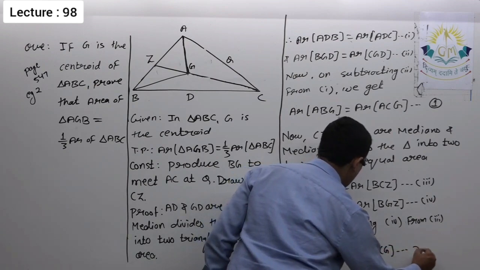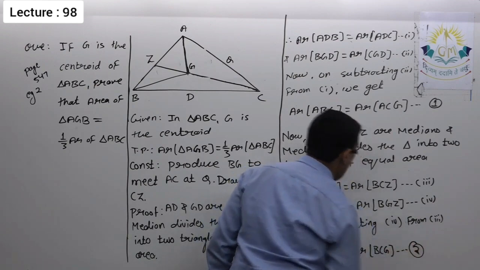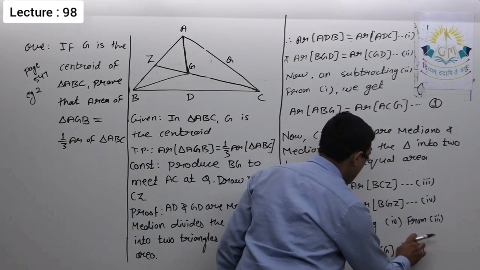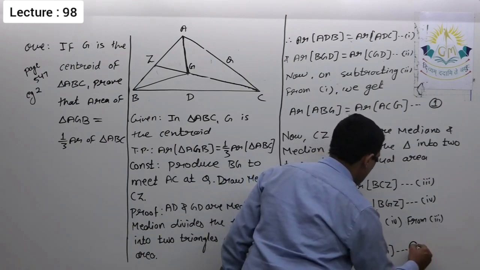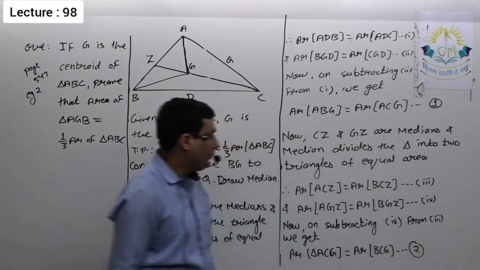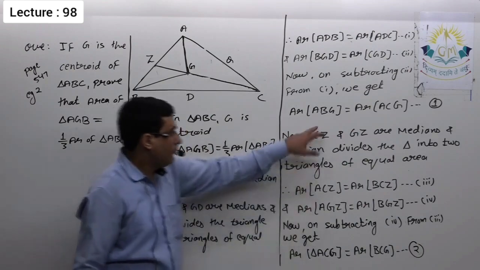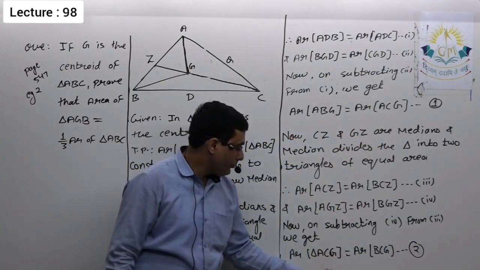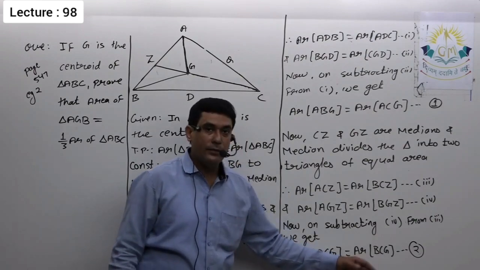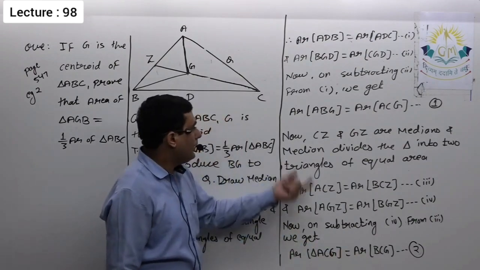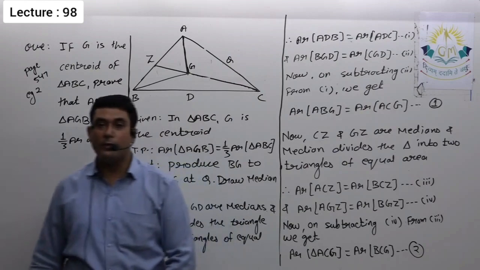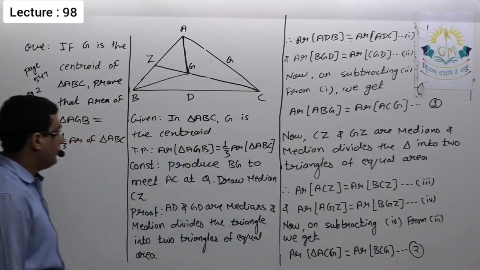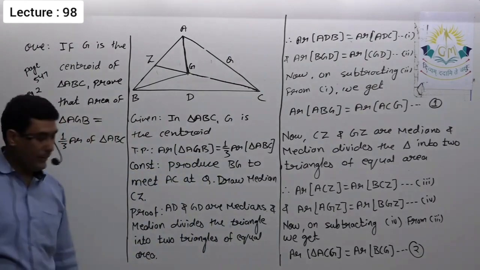Let it be equation number 2. Okay, now from this first and second, so I hope up to this point it is clear. Now from first and second I can say ABG equal to ACG equal to BCG. Therefore ACG or ABG and BCG are equal to 1/3 of ABC. So note it down up to this point, then I will give the remaining solution.